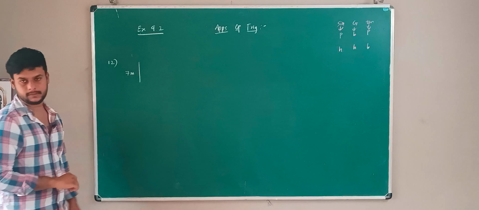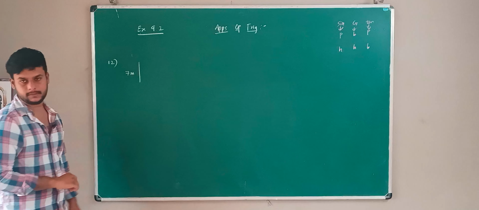AB is perpendicular. Okay, where is the base? BC. BC is the base. This is the hypotenuse, correct? So what should I find now? BC. I should find the base. Is the hypotenuse important for me? No. So to find the base, I have the perpendicular, so I will use perpendicular and base. Correct?